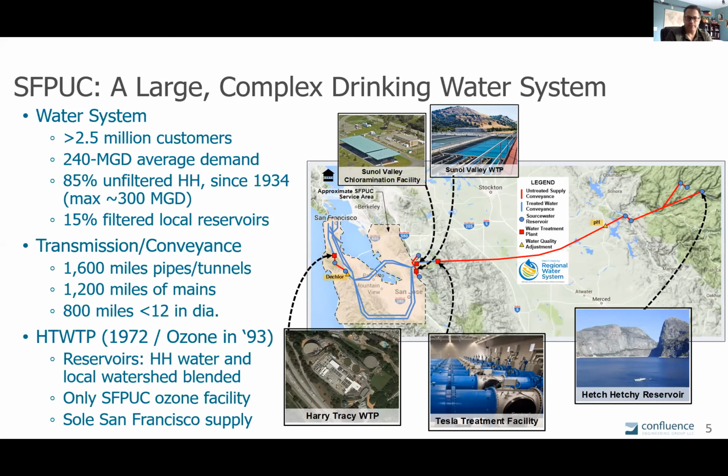They have many miles of pipes and tunnels, you can see in the middle part of the text there. And the Harry Tracy water treatment plant on the far left is kind of an endpoint to their conveyance system and what treats water for the city of San Francisco. Basically, Harry Tracy plant is the sole source of supply for the city of San Francisco. It is their only ozone facility, but it treats both the Hetch Hetchy water and a local reservoir. So what does that mean? Let's look at the next slide.